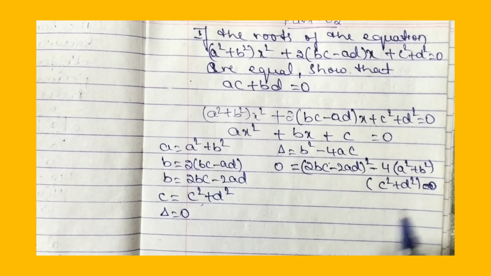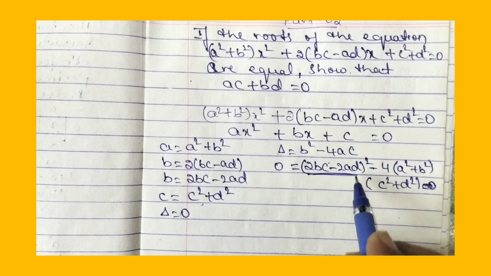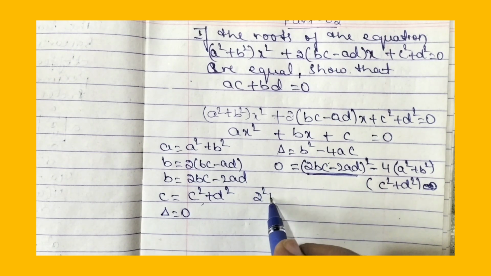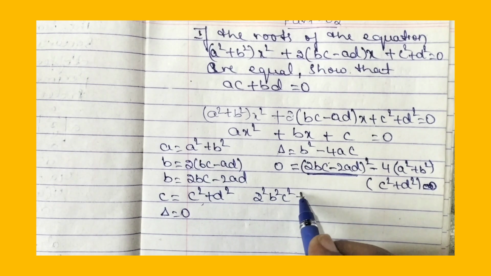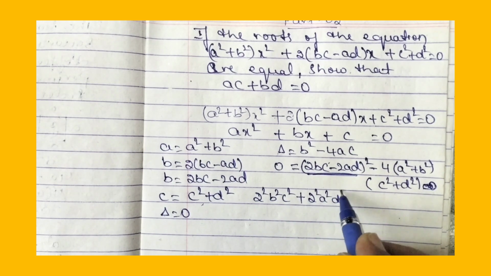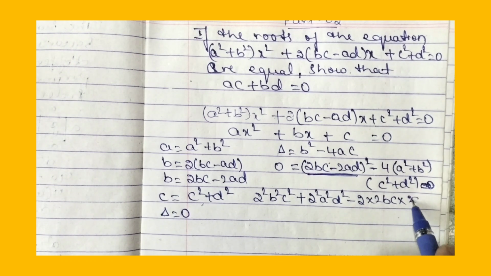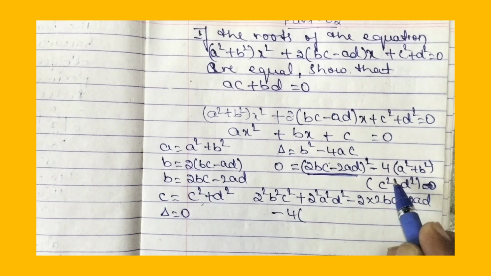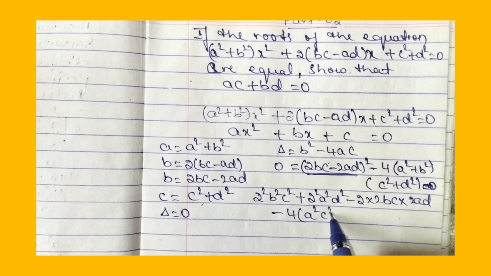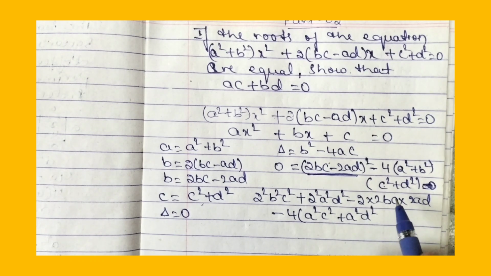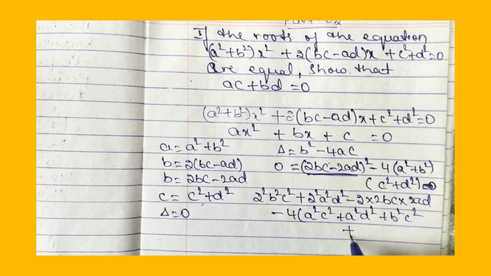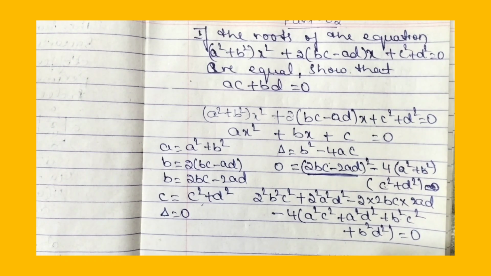Sorry, I have already written 0 here. Now, expanding using the form (a minus b) whole square, that is a square 2 square b square c square plus b square 2 square a square d square minus 2 into a, which is 2bc, into b, which is 2ad, minus 4 into a square c square, a square d square, b square c square, b square d square, which is equal to 0.